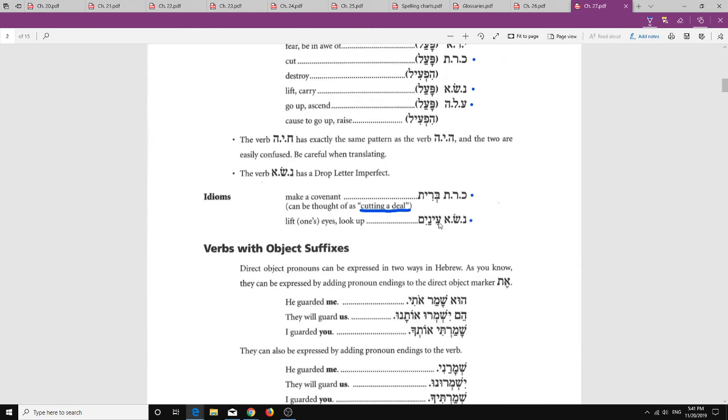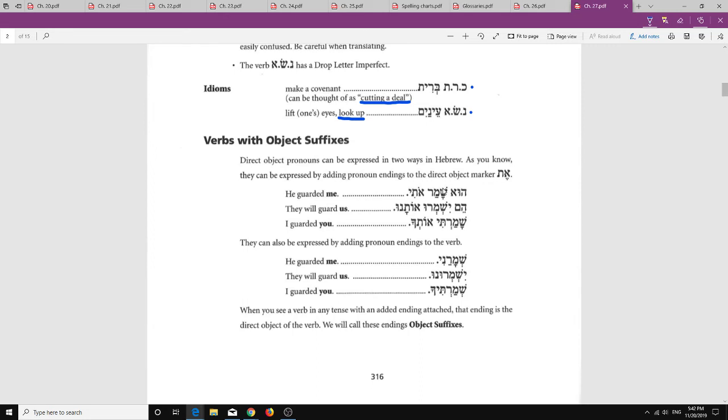And then nasa naim would be to lift one's eyes or to look up. So maybe in our Psalms of Ascents, we have that phrase, I lift my eyes up to the hills. Where does my help come from? That's this phrase right here. And we might interpretively take that a step and say it just means look up. Okay, so I look up to the hills. Where does my help come from?